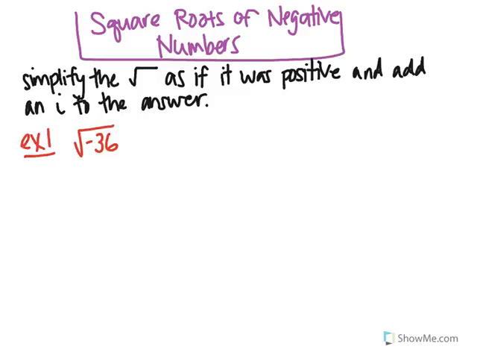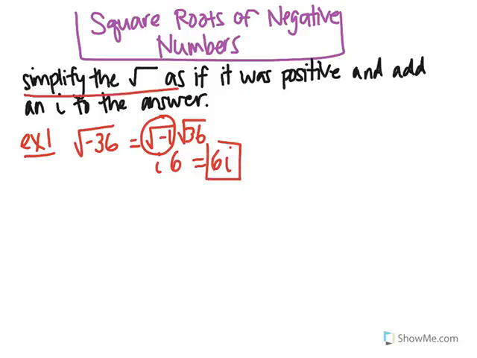Square root of negative 36. Well, what you can do if you want is you can go ahead and break it up into the square root of negative 1 times the square root of 36. And you can say, oh yeah, the square root of negative 1 is i, and the square root of 36 is 6. So this is the same thing as 6i.